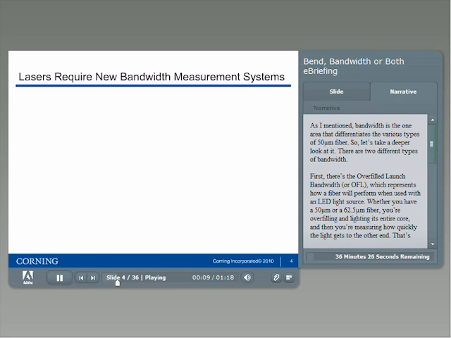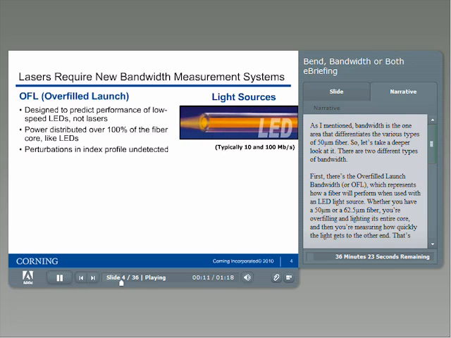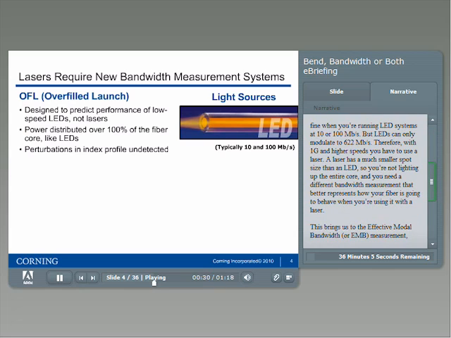There are two different types of bandwidth. First, there's the overfilled launch bandwidth, or OFL, which represents how a fiber will perform when used with an LED light source. Whether you have a 50 micron or a 62.5 micron fiber, you're overfilling and lighting its entire core, and then you're measuring how quickly the light gets to the other end. That's fine when you're running LED systems at 10 or 100 megabits per second, but LEDs can only modulate to 622 megabits per second. Therefore, with 1 gig and higher speeds, you have to use a laser.